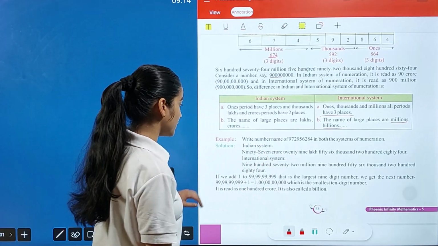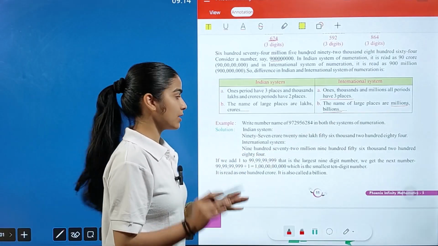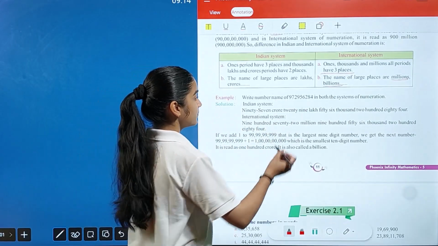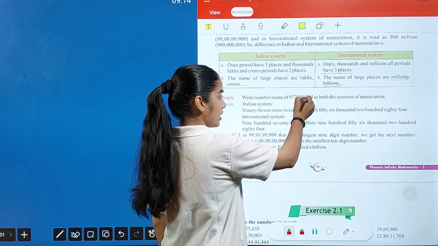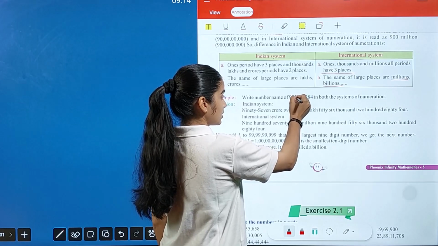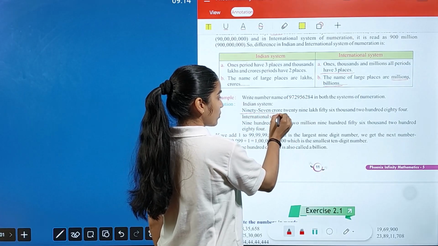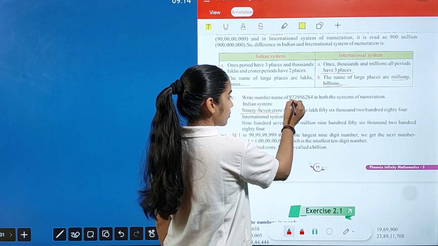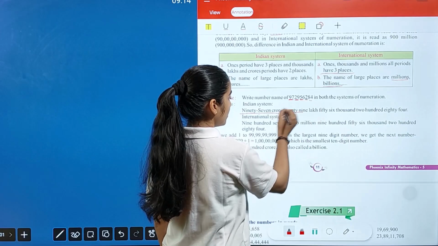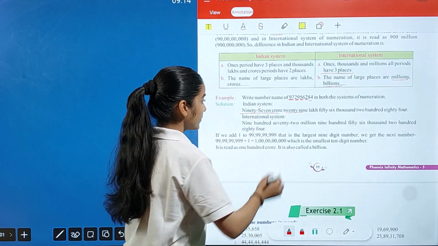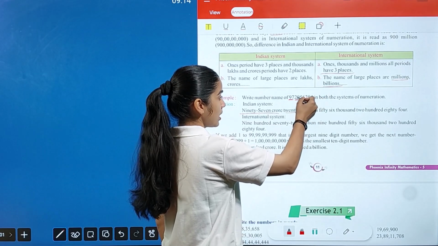So example number 1: we have to write the number name of this number in both systems of numeration, Indian as well as international. In Indian, we have ones, tens, hundred, thousand, 10,000, lakh, 10 lakh, and after 10 lakh we have crore. Means 97 crore 29 lakh 56,284.